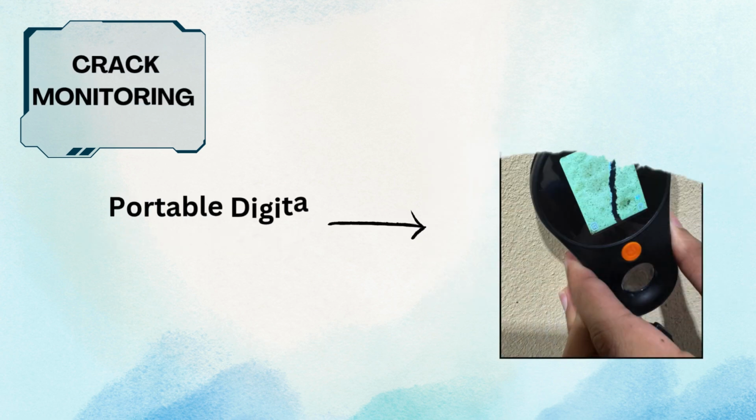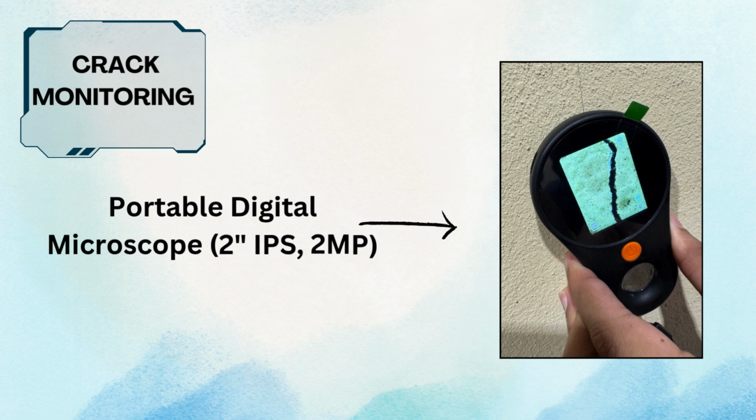Finally, the test is crack monitoring. The tool shown here is a portable digital microscope. We place the microscope directly over a crack, and it magnifies the view and shows the details of the crack on its small screen. This allows us to accurately measure the width and length of the crack.